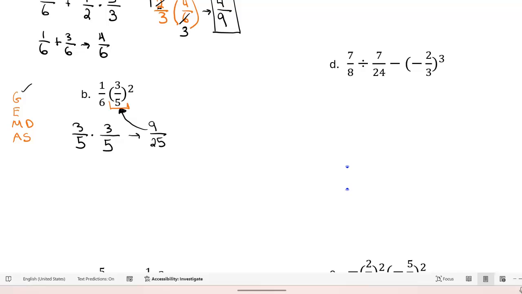So those parentheses are still there, right? Because I still need the multiplication. So I have 1/6 parentheses 9/25. I'm multiplying, so I have to cross cancel if possible. Well, I have 3 goes into both 6 and 9. So 6 divided by 3 is 2. 9 divided by 3 is 3. Now I multiply across and I get 3 over 50. Well, everything is now combined. I cannot reduce anything, so that is my final answer.